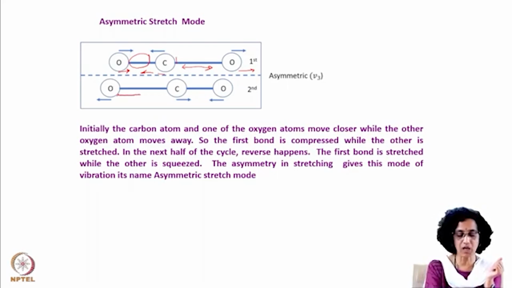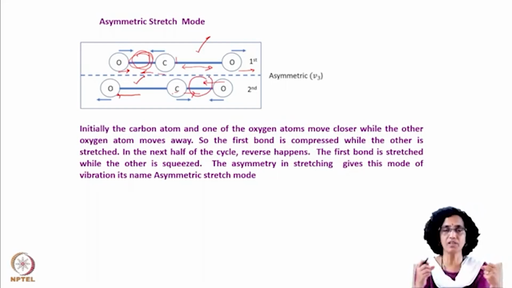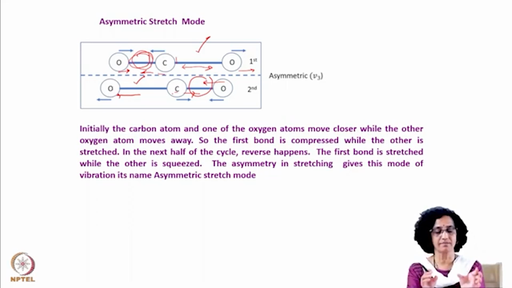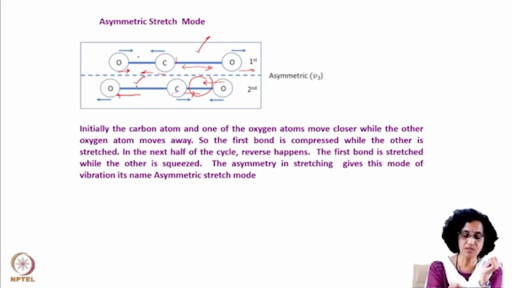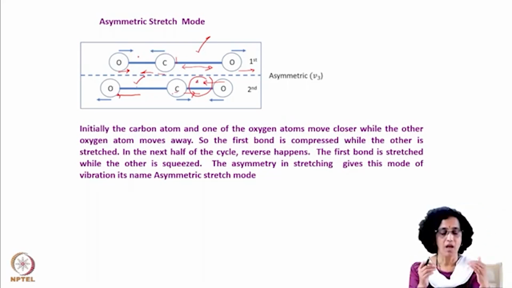This oxygen atom moves outward, and this carbon atom now moves towards this oxygen, and this oxygen also comes in. So in the first half, this bond is compressed and this is stretched. In the second half, this is stretched while this bond is compressed. This is the periodic compression and stretching which is happening, but it is not symmetric on both sides. You can see the asymmetry here, right? When this is compressed, this is stretched, and when this is stretched, this is compressed. This compression and stretching is a periodic motion, but because it is asymmetric, it is called the asymmetric stretch mode.